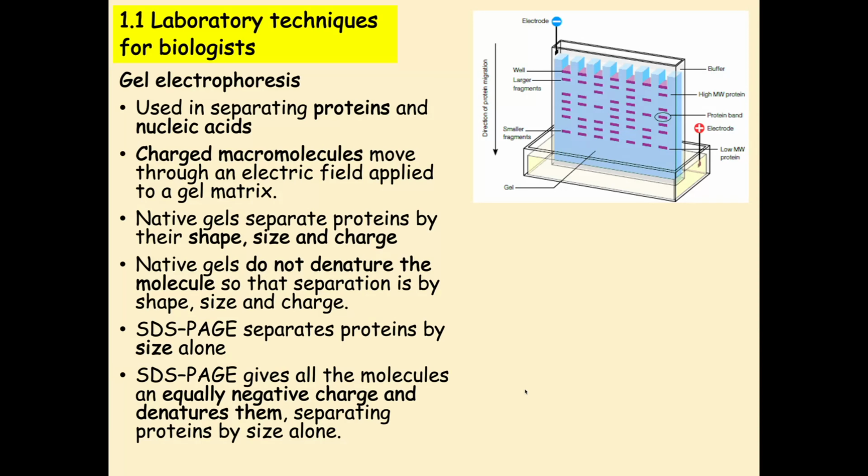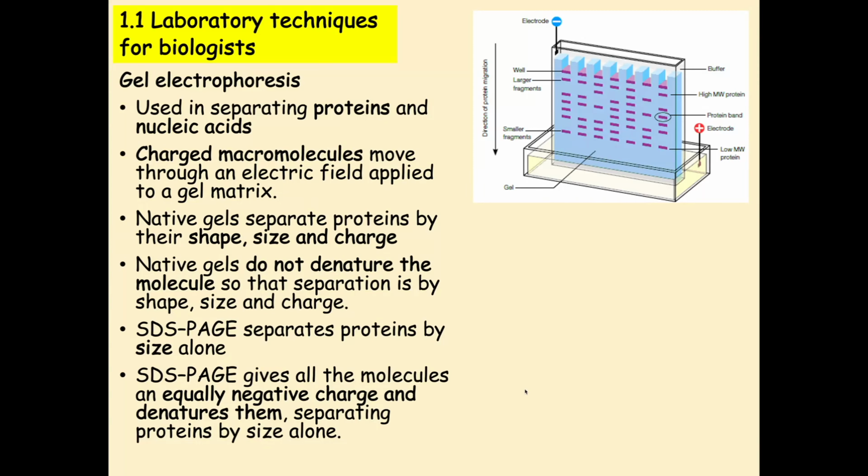There's a secondary method, though, called SDS-Page. Now, SDS-Page separates the proteins by size alone. Now, how does it do that? Well, what it does is it will give all of the molecules an equally negative charge, and it will denature them, which separates the proteins, okay, by size alone, because we will have denatured them, will have caused all of those bonds to break, and the protein will have unraveled. And because of that, it'll have lost all of its ionic bonding and so on, and then we'll have an equally negative charge throughout, which means that it will not be separated by charge either.